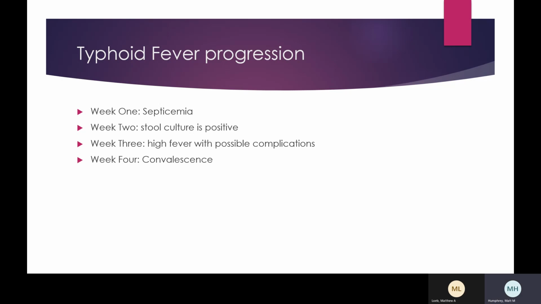Kind of the progression of typhoid fever here. So week 1 is usually your septicemia, and then week 2 is usually when we find it in your stool, which is kind of crazy to think about. Like you're already kind of screwed at week 1, and we won't even be able to detect it until week 2. Then week 3 is usually where you're going to experience the really high fevers and any sort of complications after that. And then week 4 is convalescence. So you either get really, really bad and potentially die from it, or things get better for you. So it's about a month-long disease process.